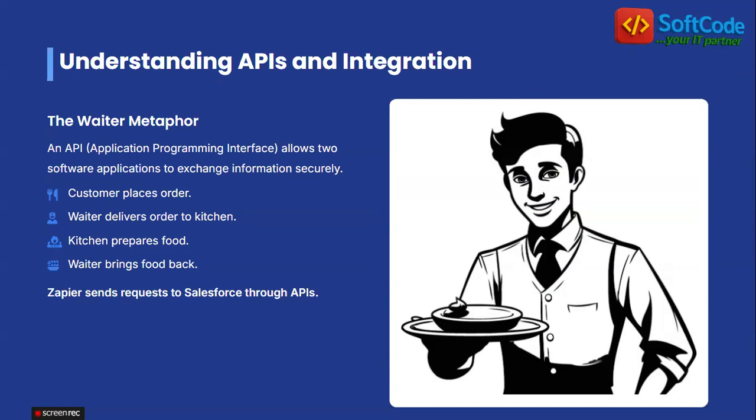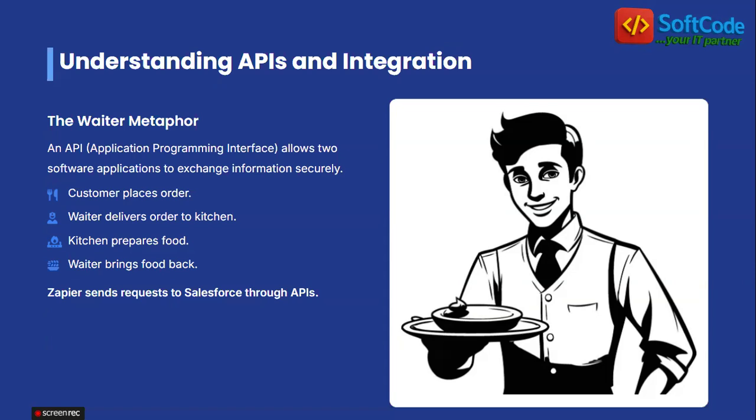When it comes to Zapier, Salesforce, and HubSpot, what brings them all together is an API. What's an API? An API is an application programming interface. It allows two software applications to exchange information securely, and that's the word: securely.